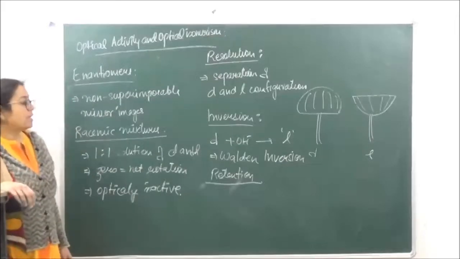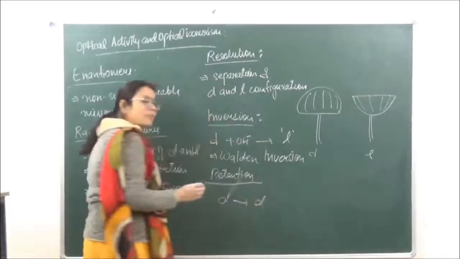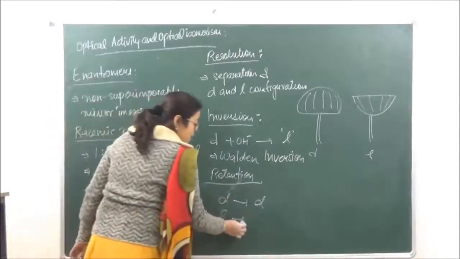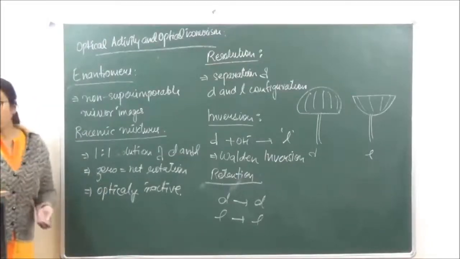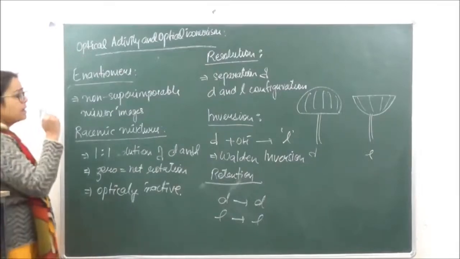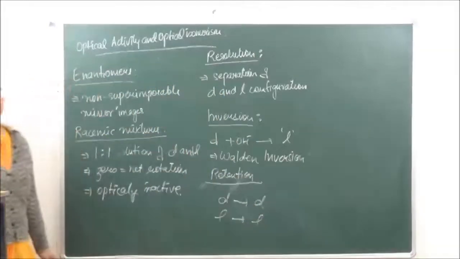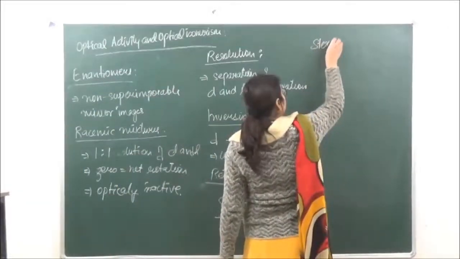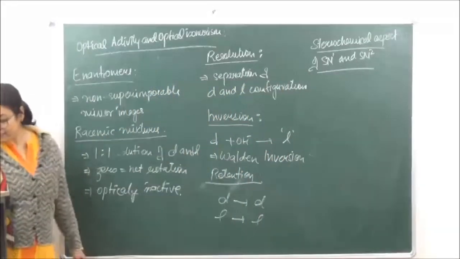The next we have is retention of configuration. Retention of configuration means that D is going to remain D after the reaction. It is going to retain its configuration, and L will remain as L after the reaction. Looking at all of these, let's go back onto SN1 and SN2 reactions, and look at the stereochemical aspect of both SN1 and SN2 mechanism.